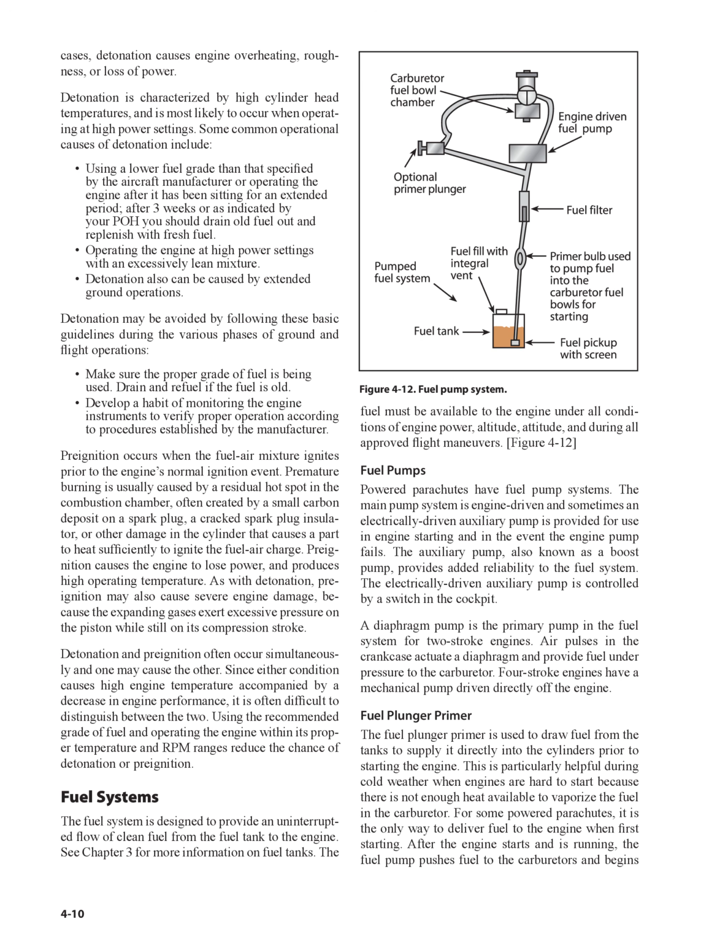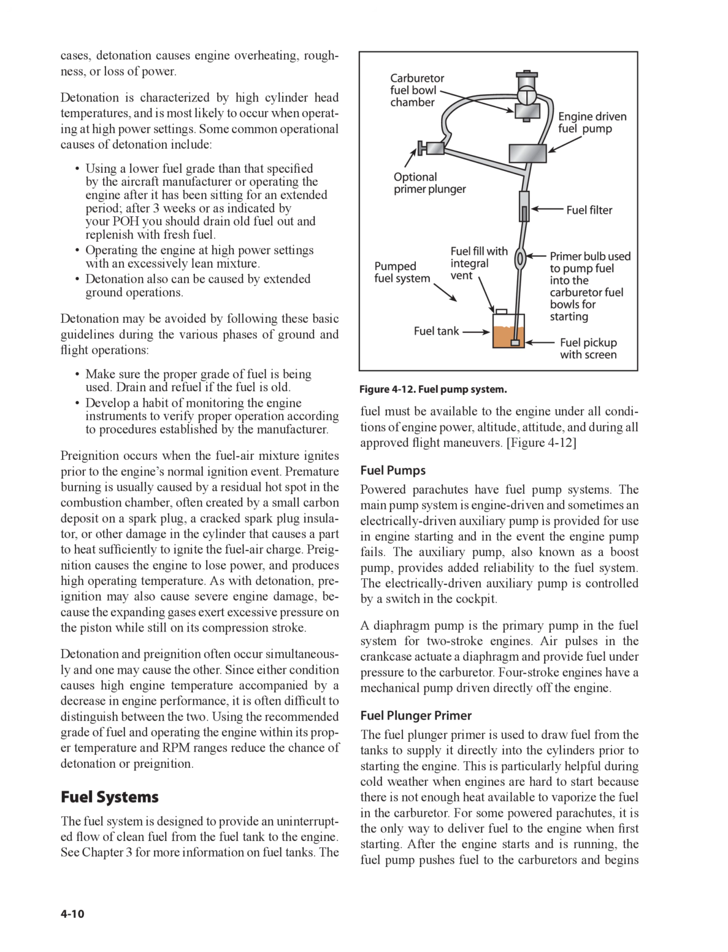The main pump system is engine-driven, and sometimes an electrically driven auxiliary pump is provided for use in engine starting and in the event the engine pump fails. The auxiliary pump, also known as a boost pump, provides added reliability to the fuel system. The electrically driven auxiliary pump is controlled by a switch in the cockpit.